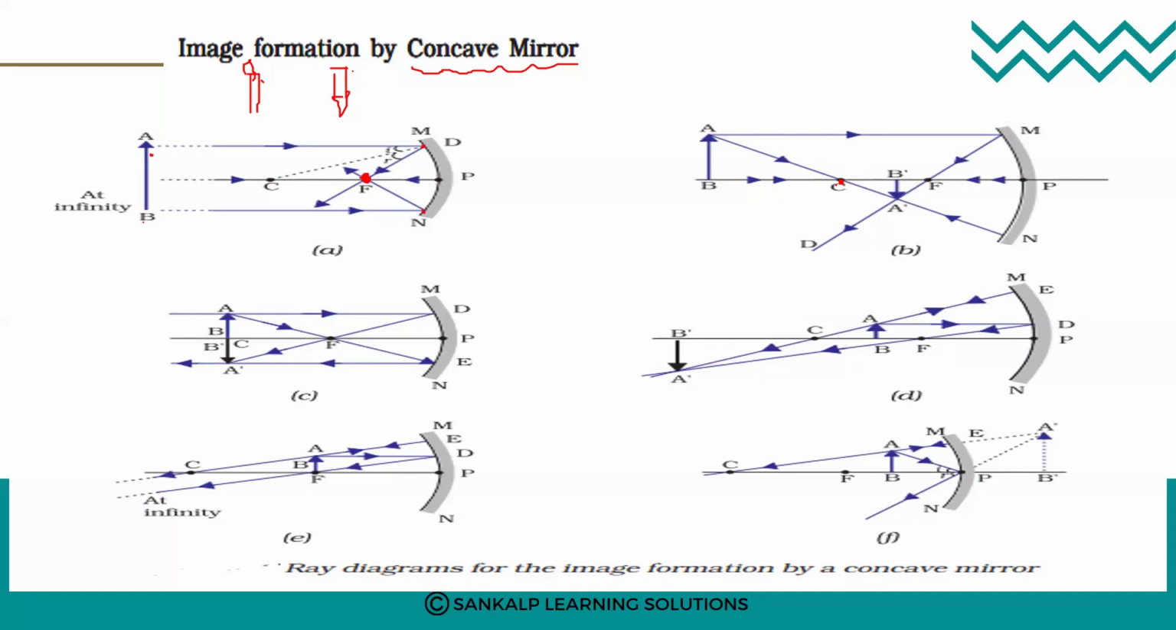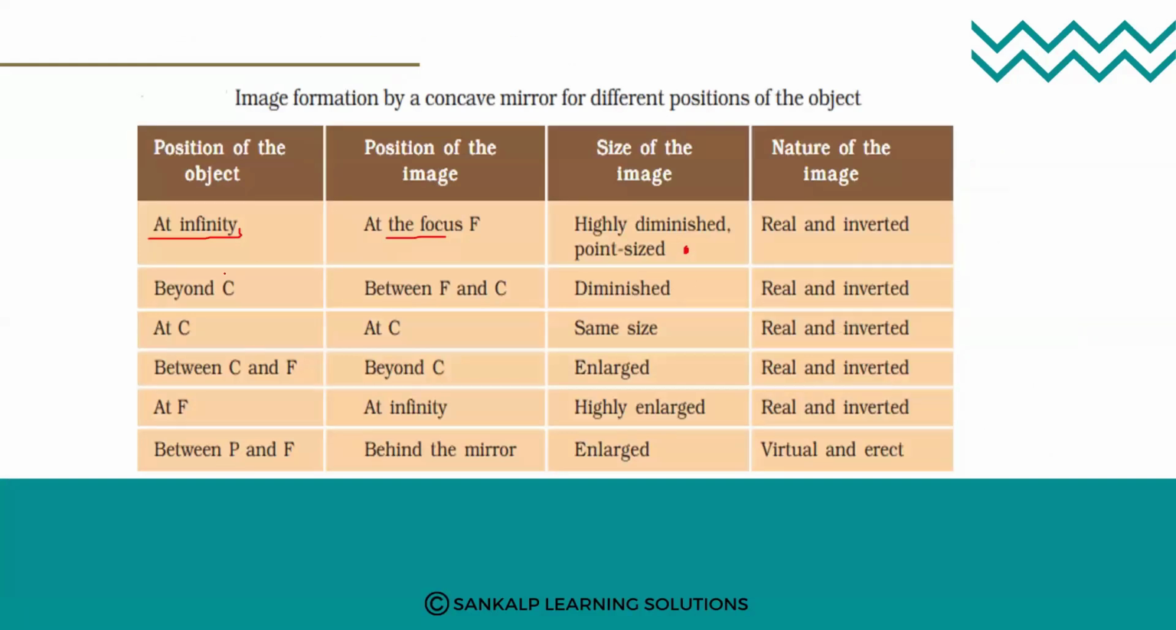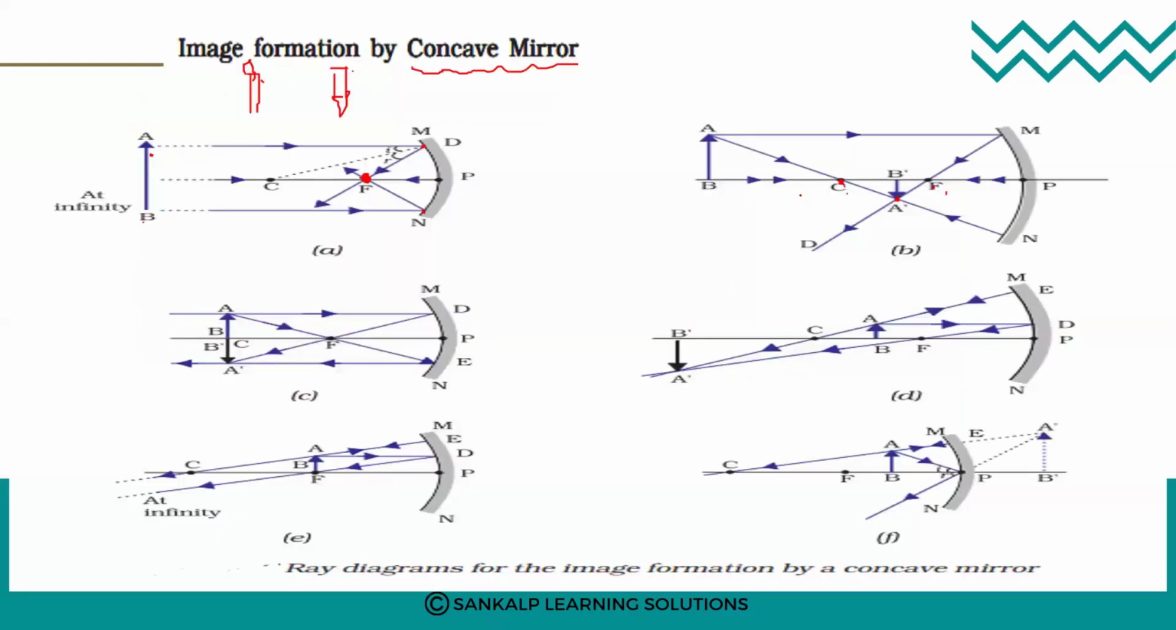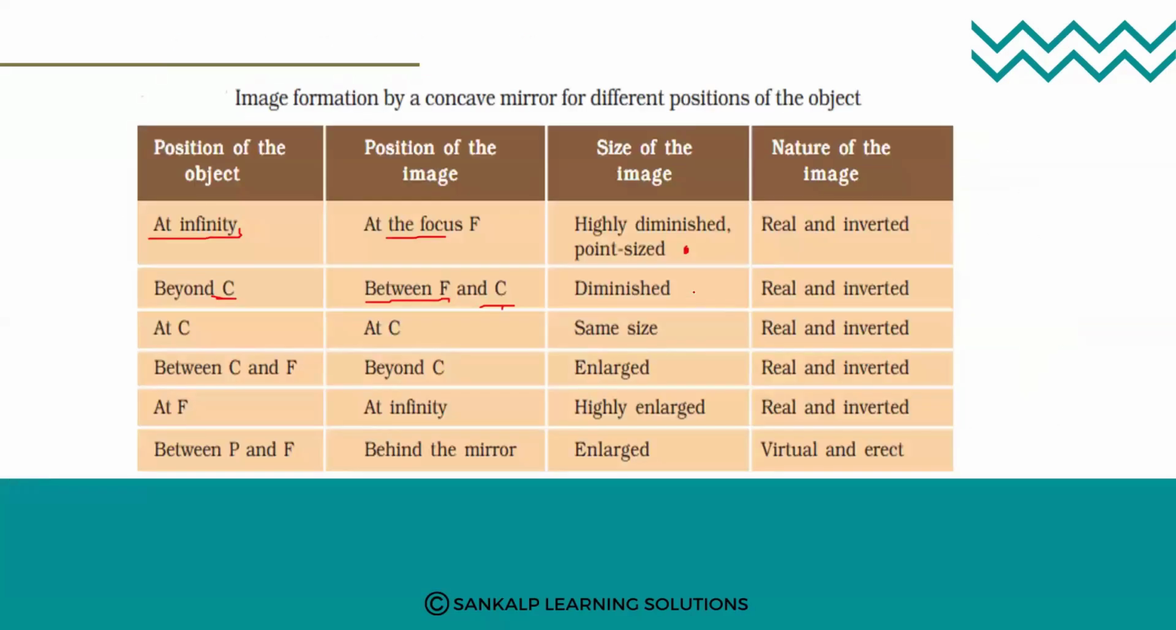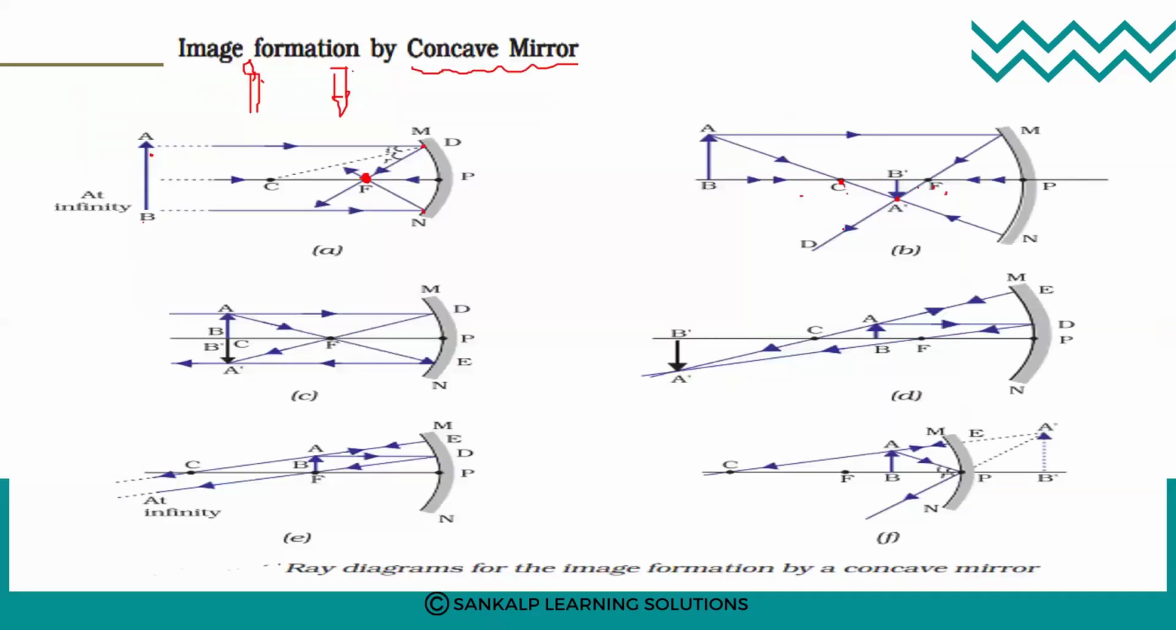That means these two rays will meet at this point. Now the image will form here, that means between C and F. So see here, when you keep your object beyond C, then the image will form between F and C. Between F and C, and the image will be diminished. Diminished means it will appear smaller, and it is also real and inverted. Inverted means you get an upside-down image here too.